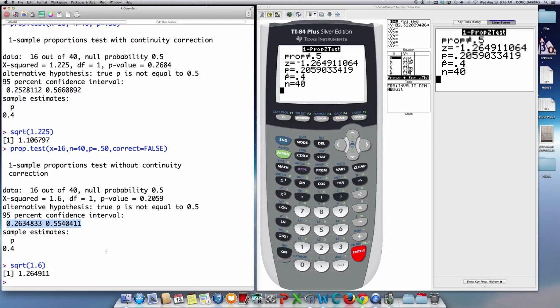So guys, you can see that running t-test and one prop z-test on R is very, very easy to do. Guys, that's it. That's all for this video.